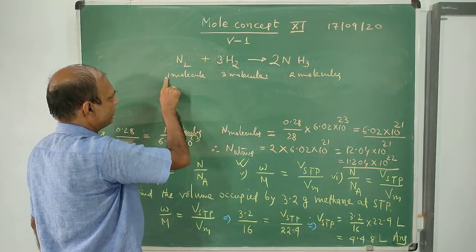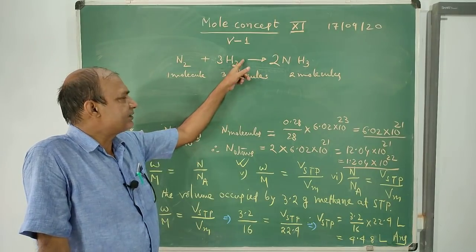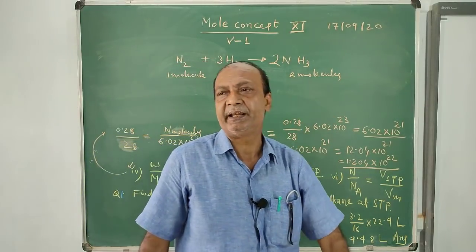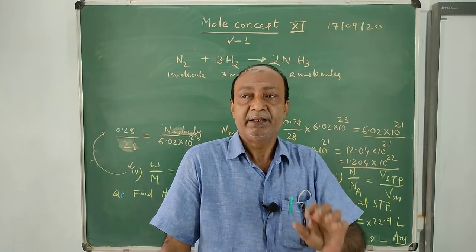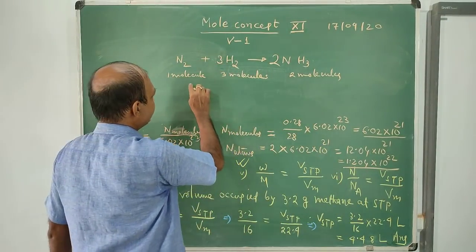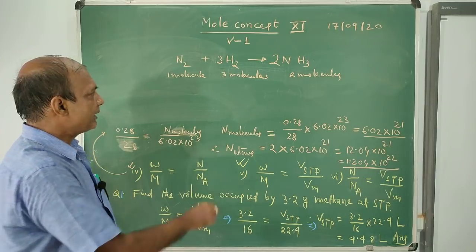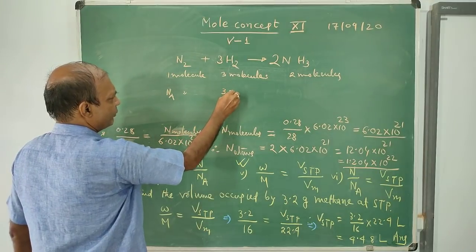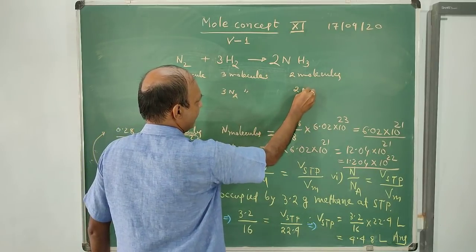This is the ratio of molecules. Molecules are not conserved. The number of molecules on the reactant side is 4 and the number of molecules on the product side is 2. So that's why we say that in chemical reactions, molecules are not conserved. However, atoms are conserved. This is known as the principle of conservation of atoms. So now see, this is the ratio of the number of molecules in this given chemical reaction. Now I am multiplying it by Avogadro's number: NA molecules, 3 into NA molecules, and 2 into NA molecules.